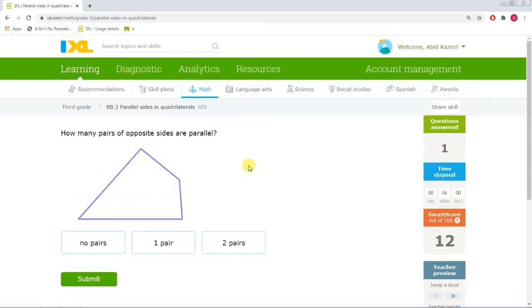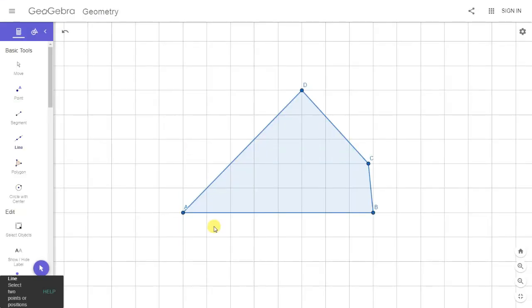Great, that's right. Okay, now this figure looks quite complicated, but if we draw this on Geogebra, it will be a piece of cake for us. So let's do this. Okay, it is also a quadrilateral because it has 4 sides in it. 1, 2, 3 and 4. So this is a quadrilateral.